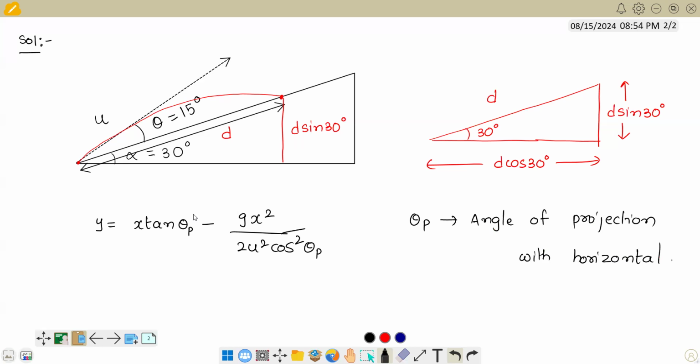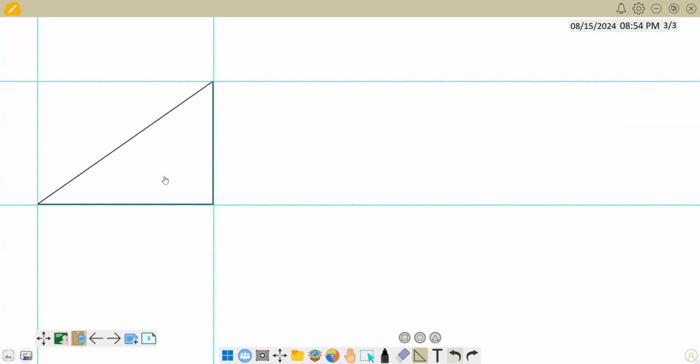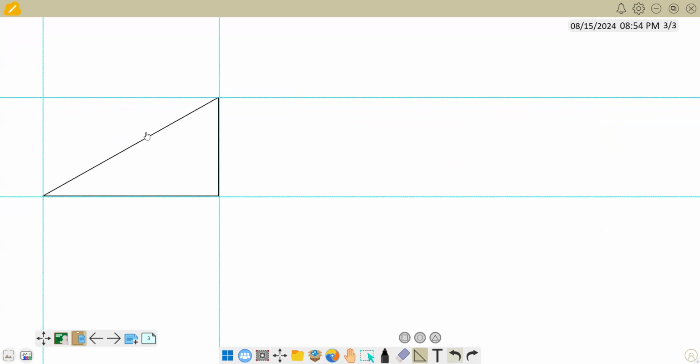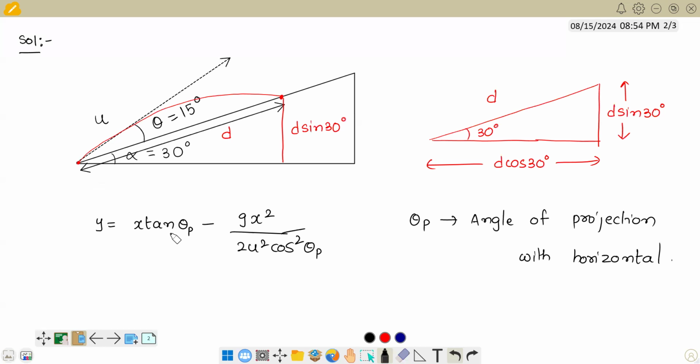Now we'll take the diagram and try to solve it. Suppose we have a triangle in this way, and our projectile is projected. This represents the y coordinate. This represents the x coordinate of the projectile motion. And we know our formula is y equals x tan theta minus g x square by 2 u square cos square theta. From the given figure, let us try to find each one.